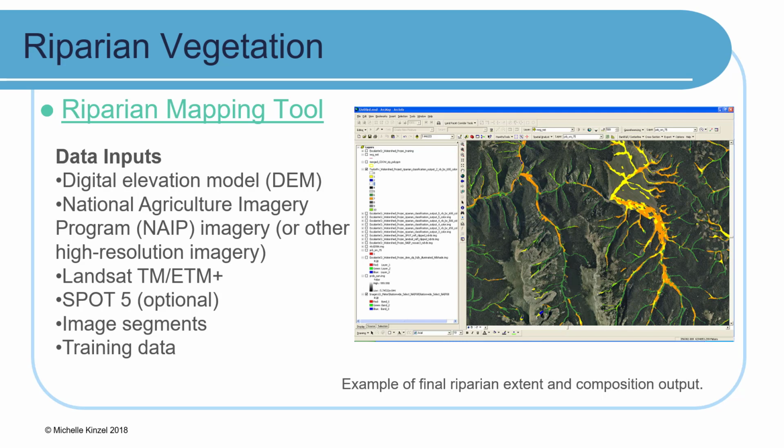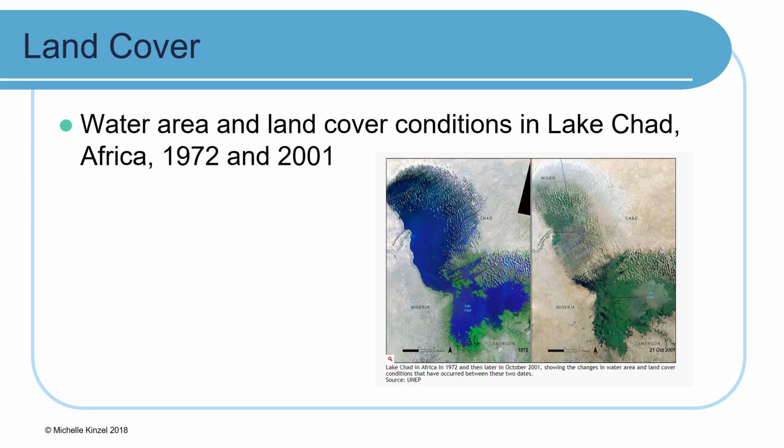There are several tools that are developed by different entities. This is a riparian mapping tool, and it inputs a DEM, NAIP imagery, Landsat TM, Spot 5, image segments, and training data in order to look at the riparian or the river extent and composition output. This is an example of land cover. This is water and land cover conditions in Lake Chad, Africa, between 1972 and 2001.